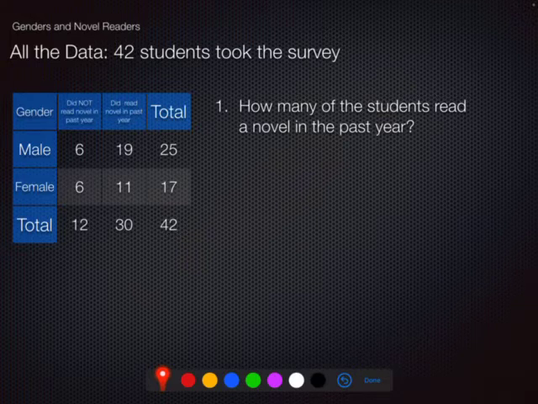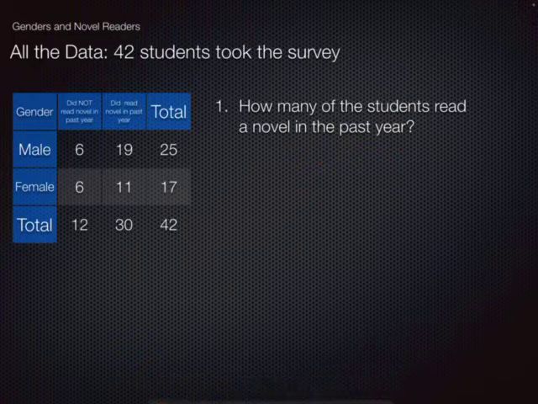How many of the students read a novel in the past year? Did read a novel in the past year? How many students? Well, that's 30 of them. 30 students. That's it. Easy enough.